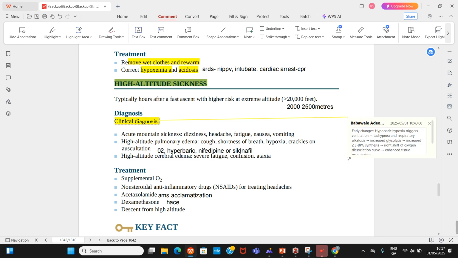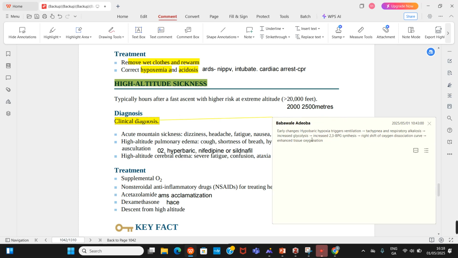When somebody ascends, don't forget that the FiO2 or the PiO2 decreases as people ascend through the altitude. So the oxygen concentration decreases. So there's going to be hypoxia, which is going to trigger ventilation to get in more air. So there's going to be tachypnea. But in the process of hyperventilating, you are taking out CO2. So there's going to be a respiratory alkalosis. That's where the problem will now start.